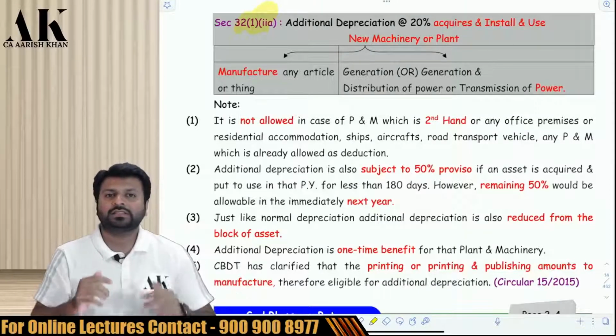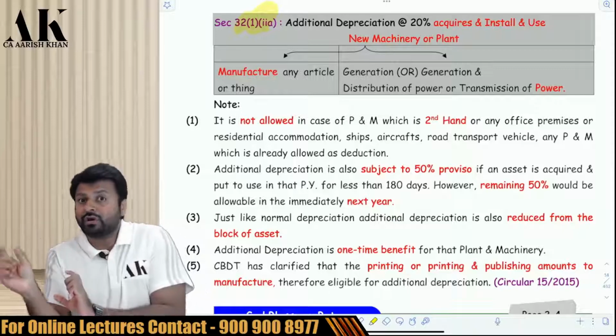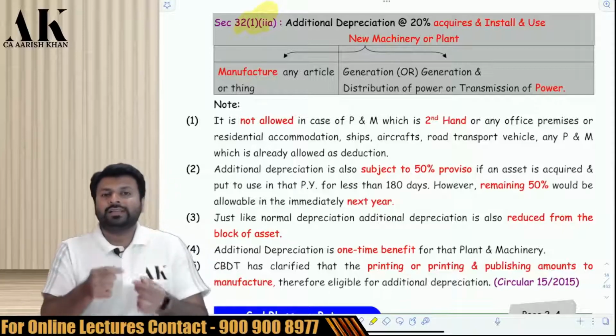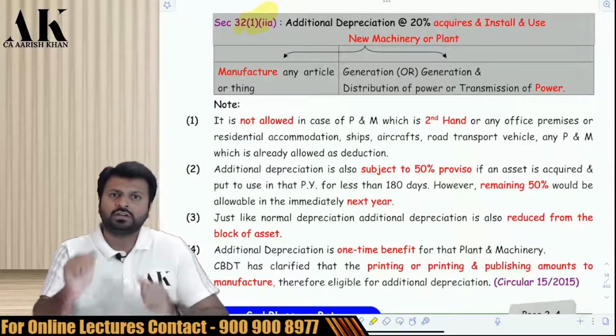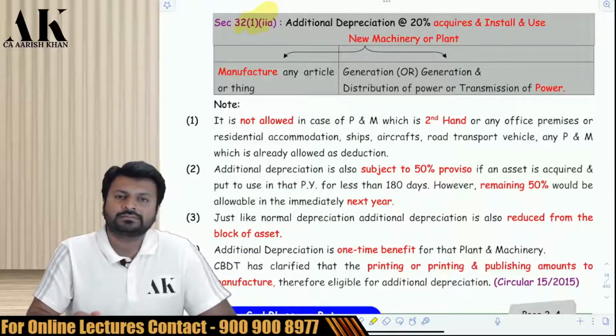Just like normal depreciation, what is WDV? WDV means actual cost minus depreciation actually allowed. So when I say depreciation actually allowed, you have to reduce normal as well as additional depreciation to arrive at the WDV of the asset.